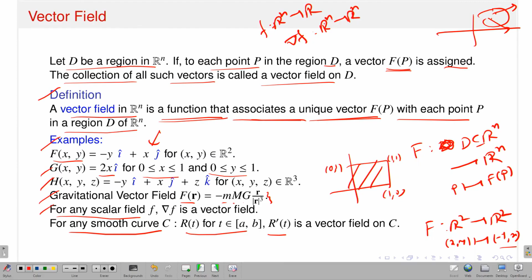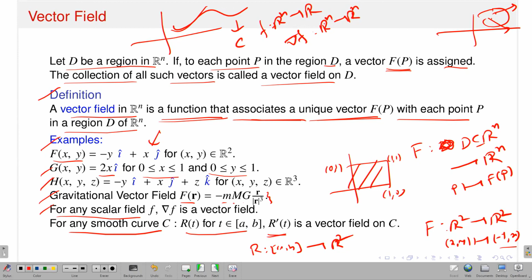Suppose you have a curve in, say, R2. If I draw it like so, suppose this is the curve, and let it be C. So C will have a parameterization, right? That means you will have a function capital R from a closed interval [a, b] to R2, and that will give you some curve in R2.